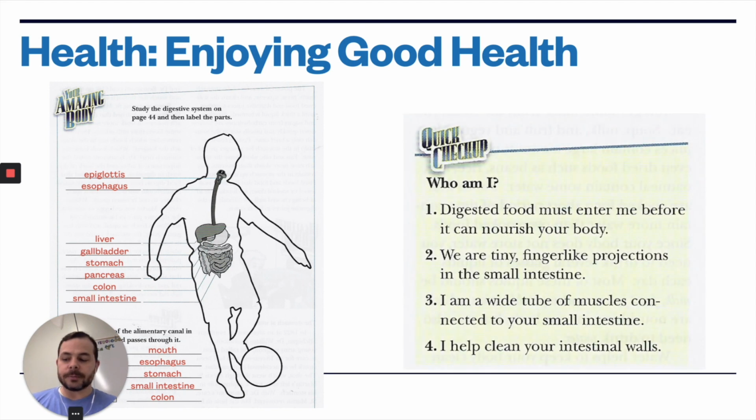All right, for the quick checkup, who am I? So on page 53, you'll see this, who am I? And it says digested food must enter me before it can nourish your body, and that is your bloodstream. We are tiny finger-like projections in the small intestine, the villi, and I am a wide tube of muscles connected to your small intestine, that is your colon, and I help clean your intestinal walls, and that is fiber. So you want to eat a lot of fiber to help clean your intestines out.